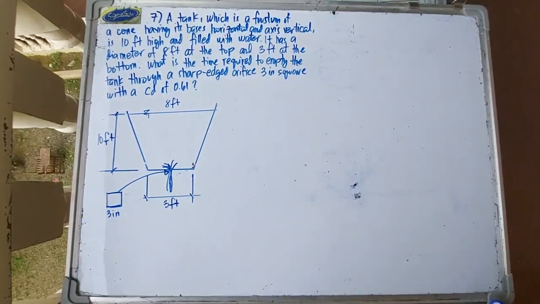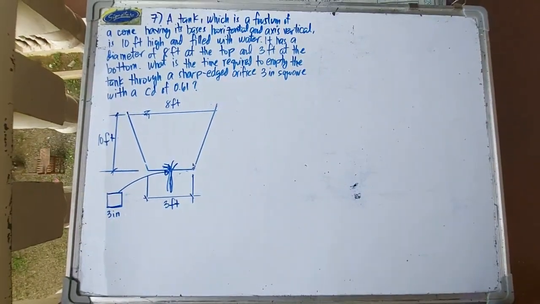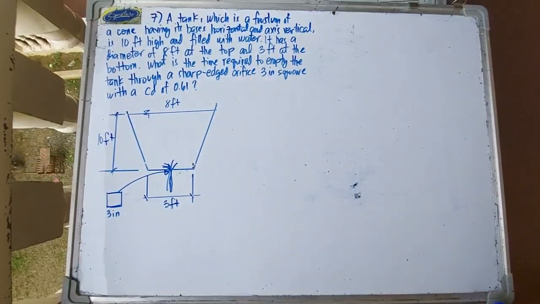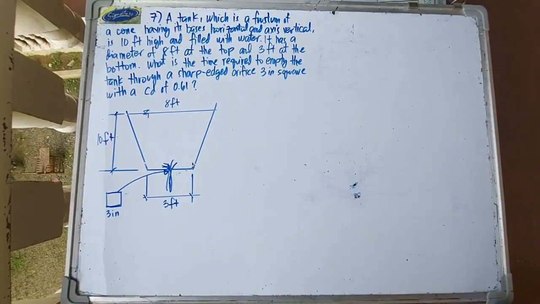Alright, let's solve the last problem, number 7 for this particular chapter. A tank which is a frustum of a cone having its bases horizontal and axis vertical is 10 feet high and filled with water.